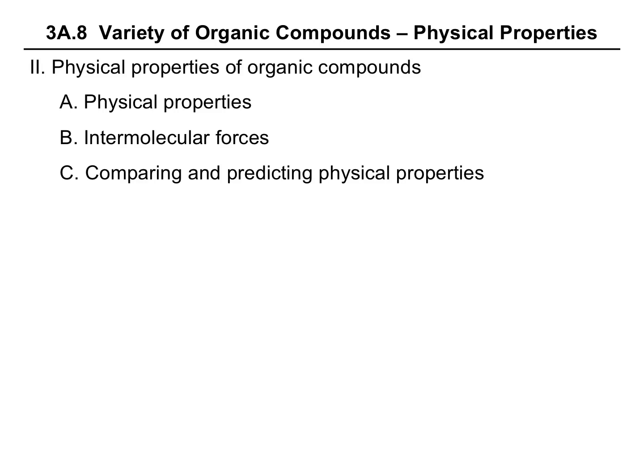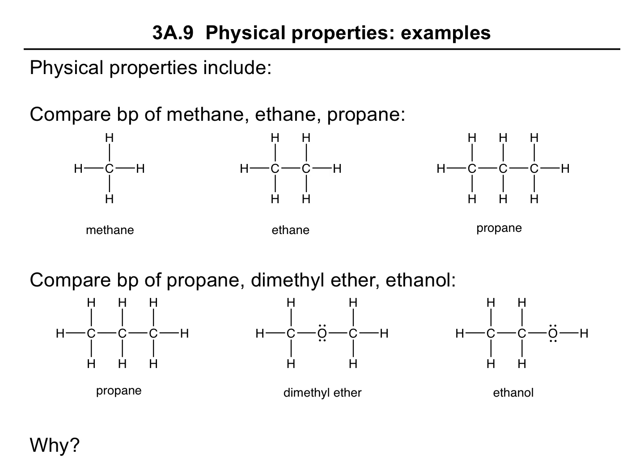Now that we've learned about the wide variety of organic compounds that exist, including so many different functional groups, next we're going to take a look at the physical properties of various organic compounds. We're going to start by looking at physical properties and then the intermolecular forces that determine them, and then we'll take a look at how to compare or predict physical properties. Some examples of physical properties include melting point, boiling point, and solubility.